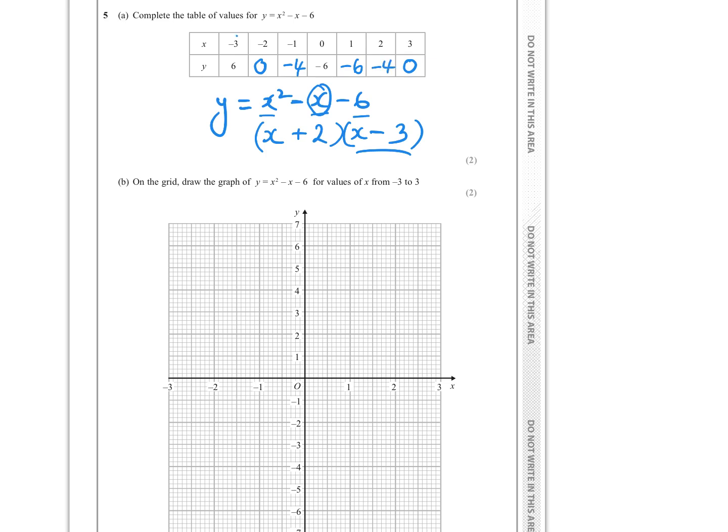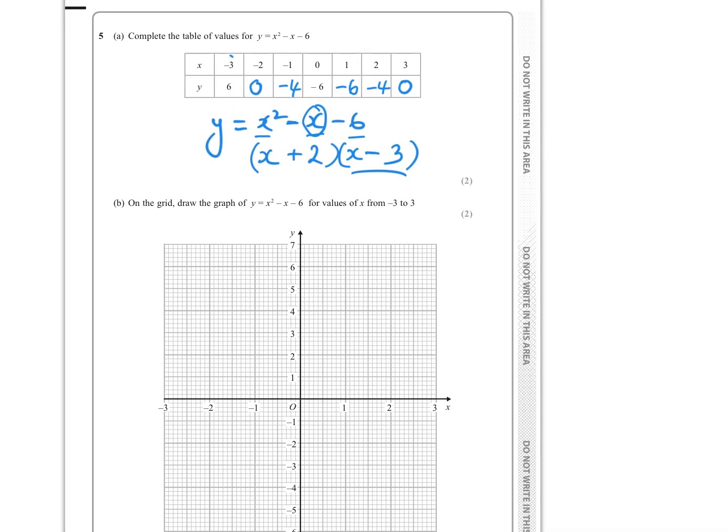I'll do this one. Let me just show the question here. I'll do this one so we can see how that worked. So we had negative 1 squared minus negative 1, take away 6. Of course, using your calculator, just be careful to put brackets in. Some calculators need the brackets, a couple of them don't. So you've got 1 plus 1 minus 6, which is 2 minus 6, which is negative 4, and so on. So just be careful there.